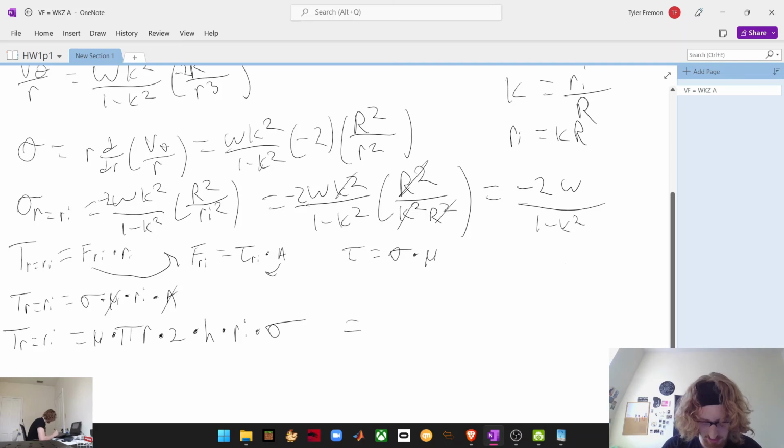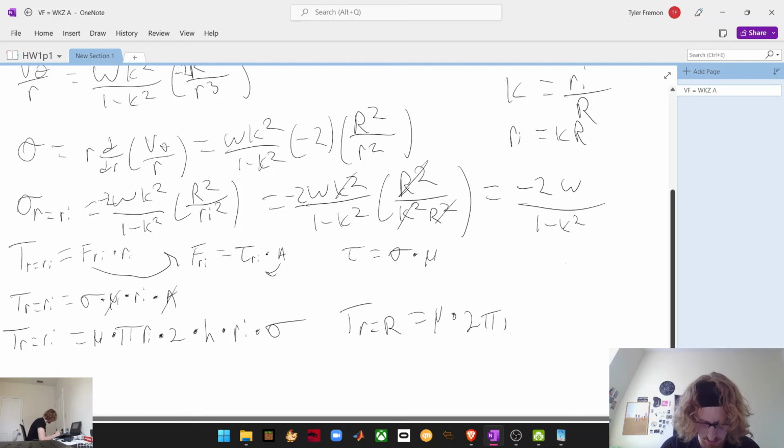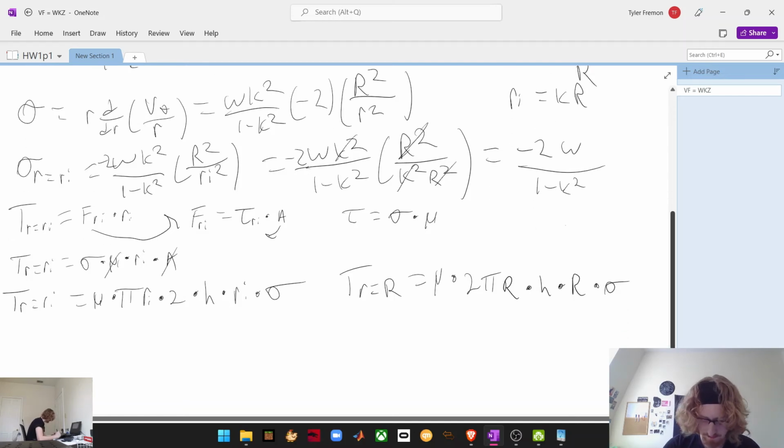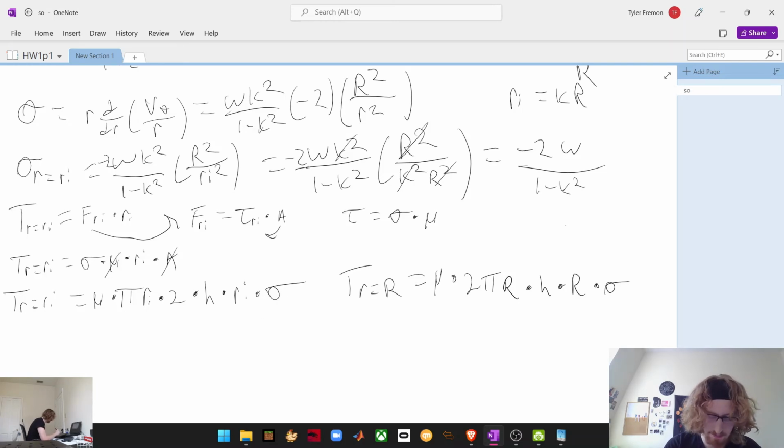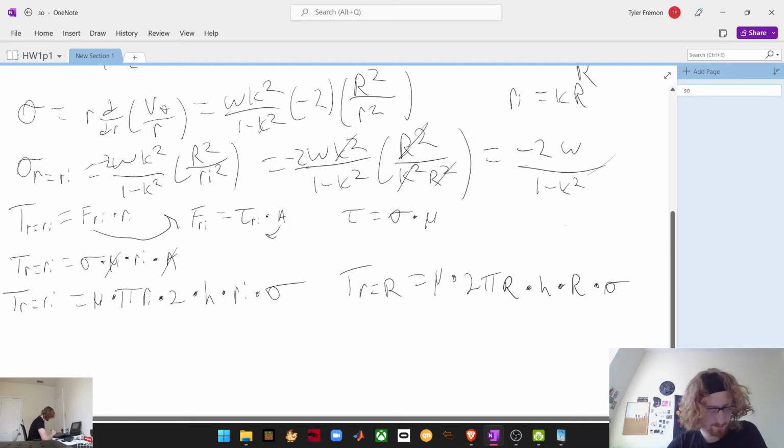And we can do the same thing with our torque at R equals big R. It's going to be the exact same thing, but instead of Ri, which I forgot over there, it's going to be big R. So mu times 2 pi big R times height times big R times sigma. All right, so from here, we're going to substitute for sigma, or our shear rate, using the equation we came up with up here.